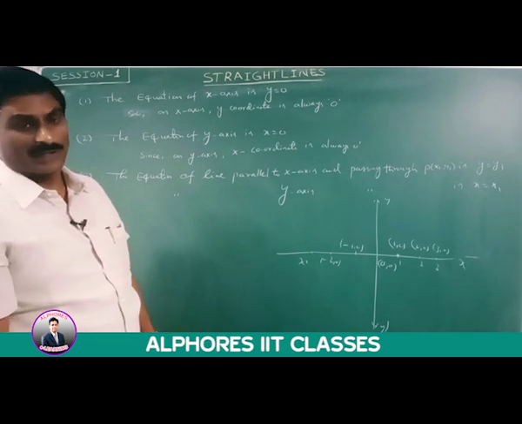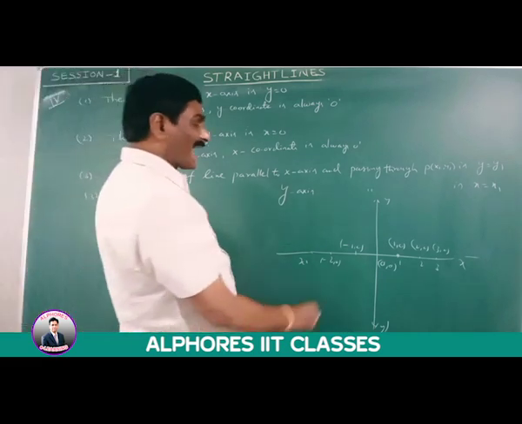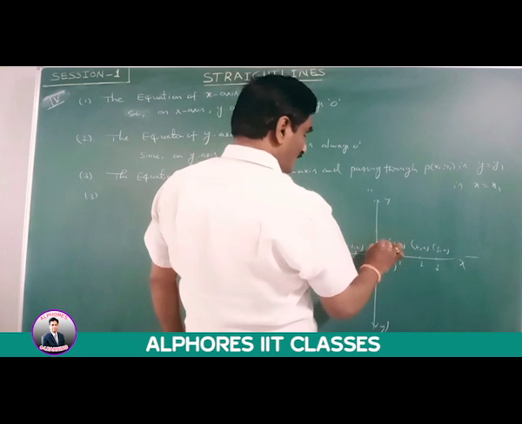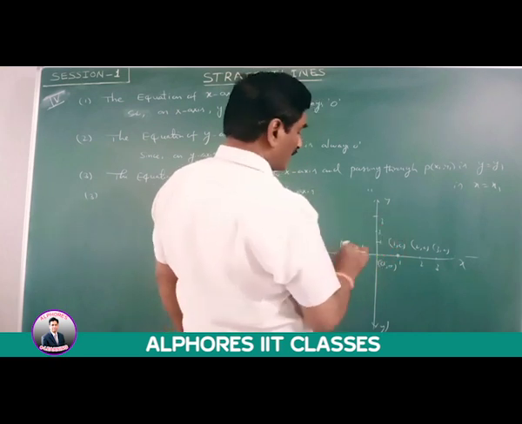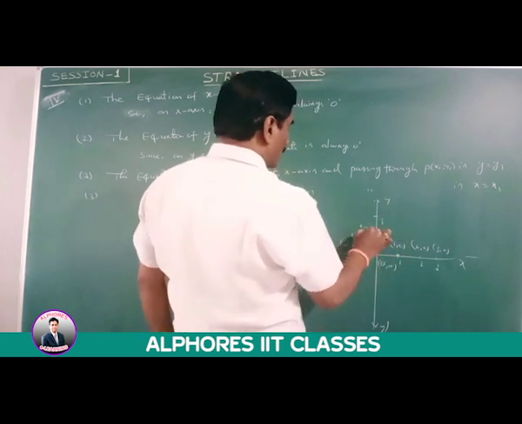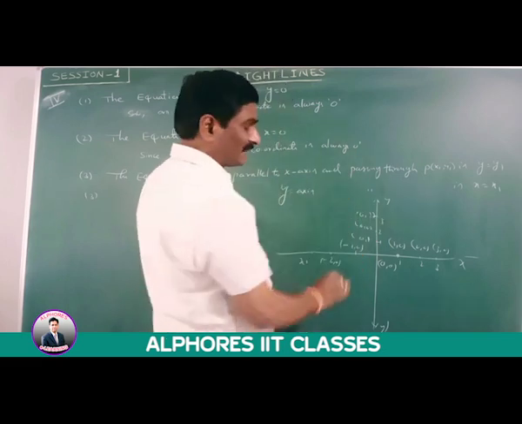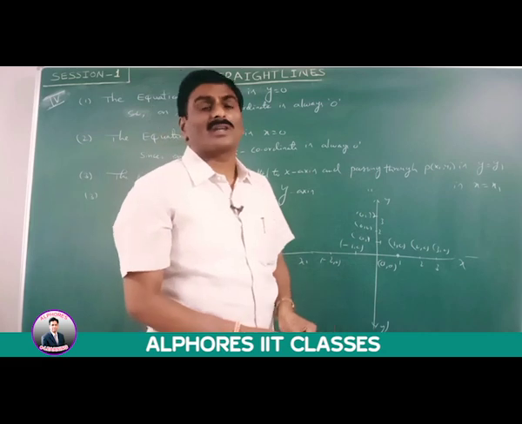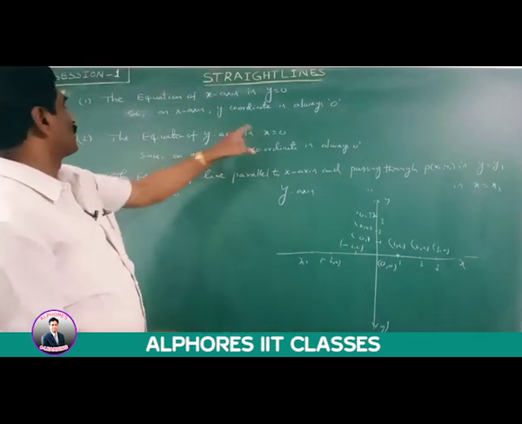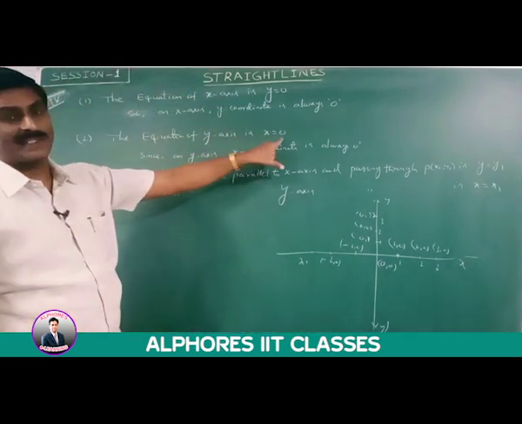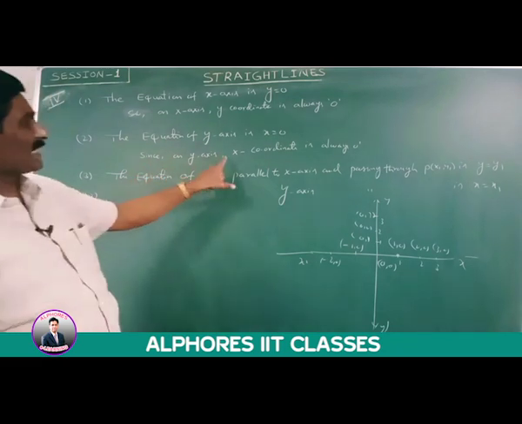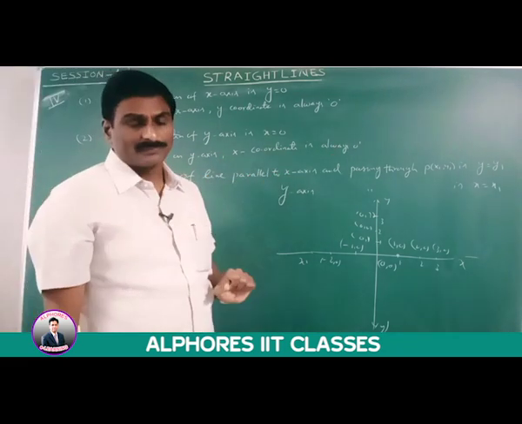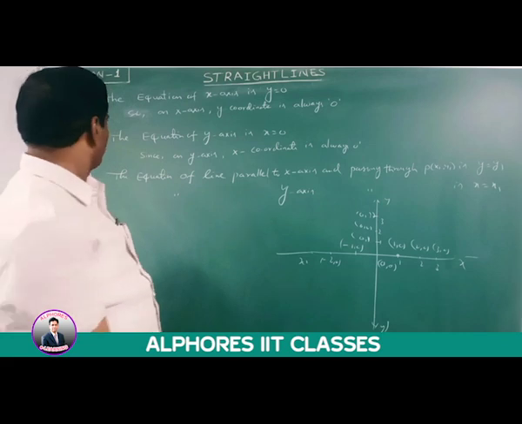Very, very important. Similarly, on the y-axis, what are the conditions? The points are (0, 1), (0, 2), (0, 3), (0, 4), and so on. That means all the x coordinates must be 0. So the equation of the y-axis is x is equal to 0, since on the y-axis the x coordinate is always 0. Next, third one.